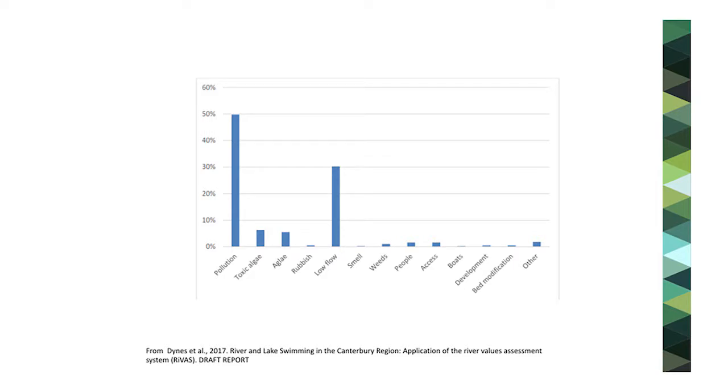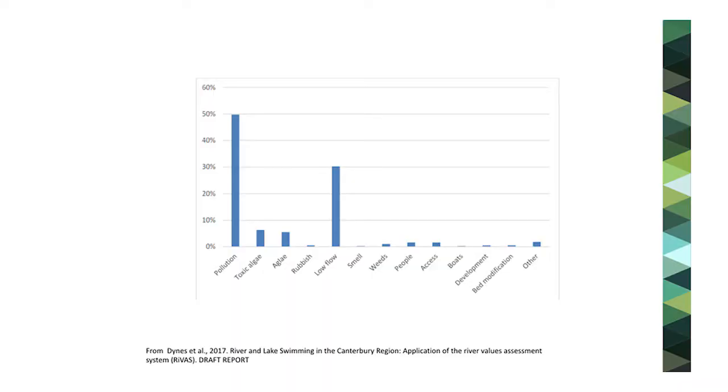So I'm going to talk a little bit about what's being done and the things that can be done. This is a little bit of data from a recent draft report, that's still in draft, about river and lake swimming in Canterbury. And what it shows is some data as to why people had stopped using or stopped swimming in rivers and lakes in the region.